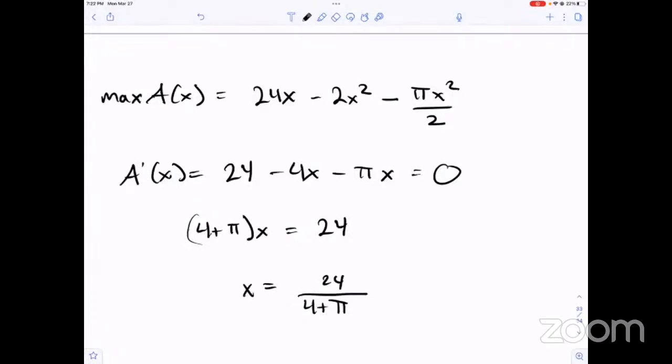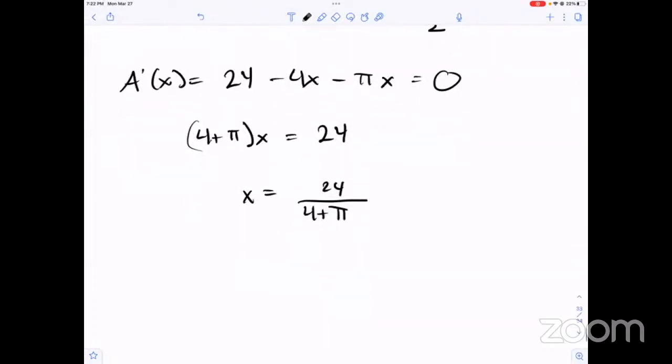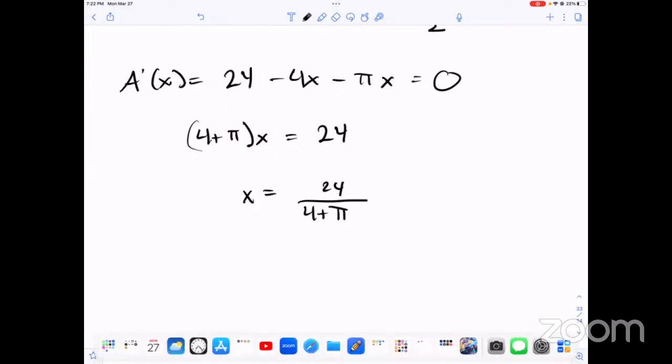So that X, we need to confirm whether that's a maximum or not. I need to find that number. Right here. Let's do this one.